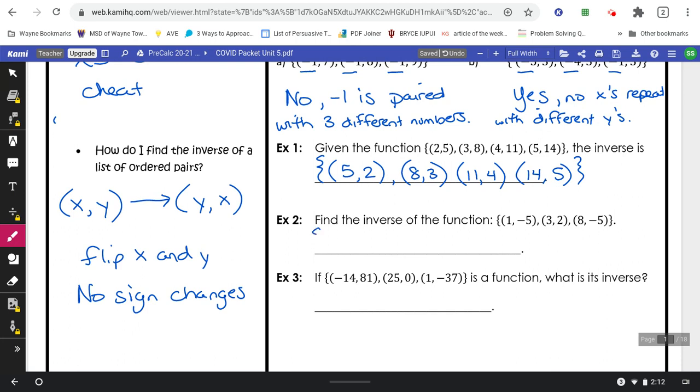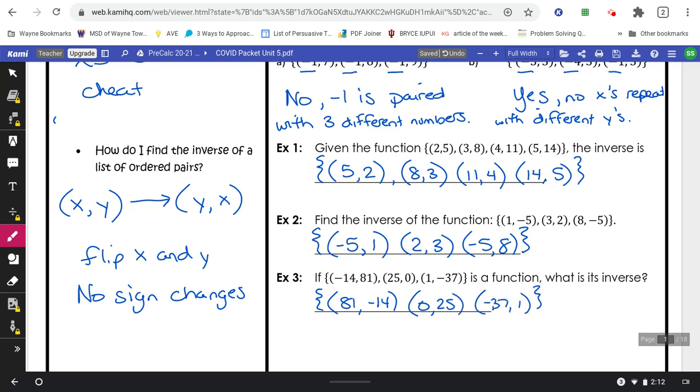Example 2, same thing. Put your y first, put the x second. Switch them. And switch them. Same thing on example number 3. And what they've done here is they've just written a couple different ways of them asking you the same question, just to kind of see it written 3 different ways.